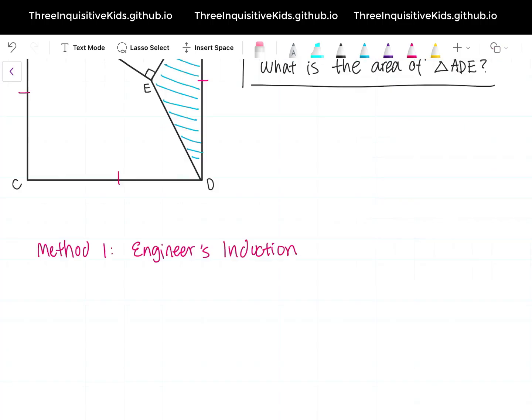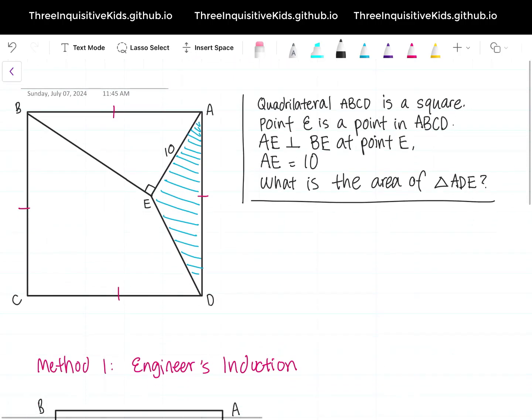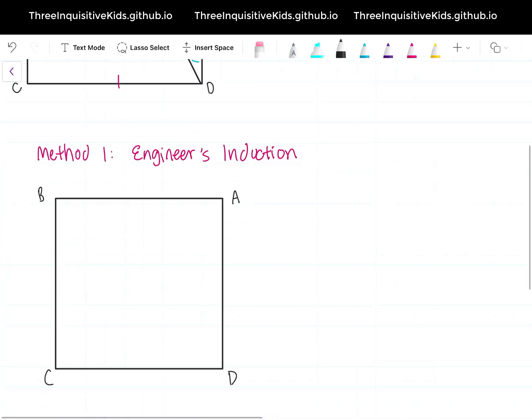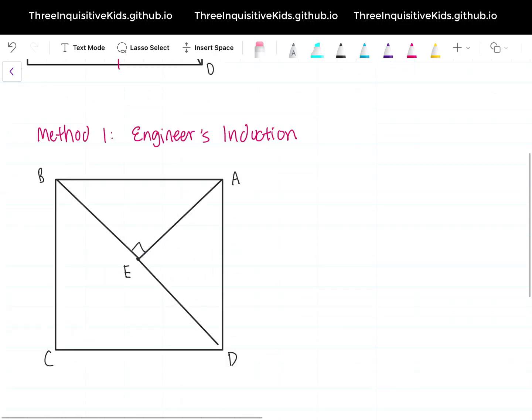Let me redraw the square. So this is square ABCD. And in this case, we're going to use an engineer's induction to place point E right in the middle. So this is the center of the square, and that's point E. Now, if we connect BE and AE to point E, they should still form a 90-degree angle. Now, the triangle AED, the one that we're trying to solve for, all we have to do is connect D and E, and we have the shaded region that we are looking for.